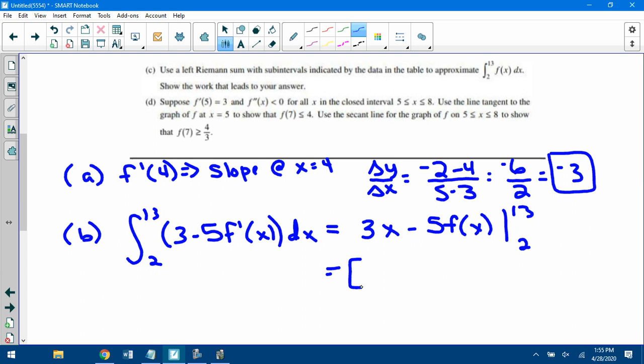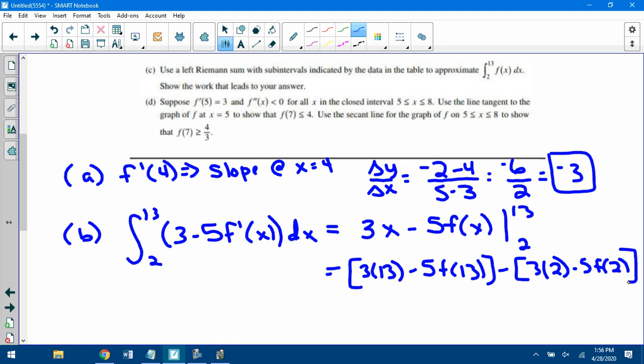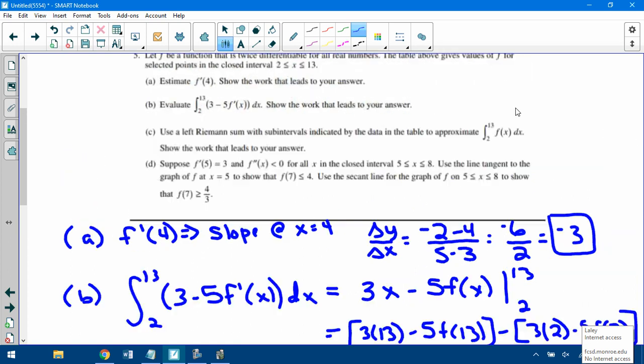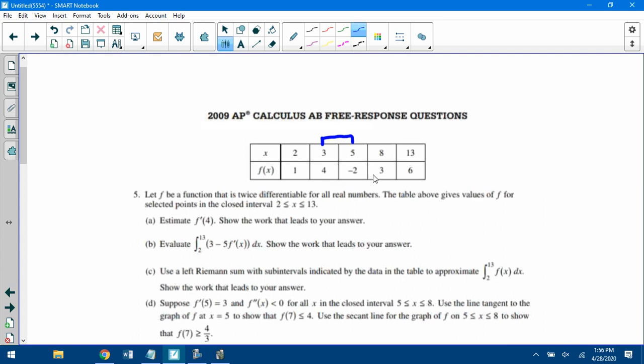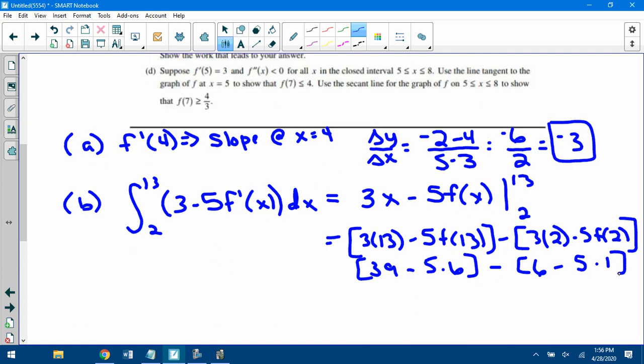So now this is going to be, if I plug in 13, 3 times 13 minus 5f of 13 minus, plug in 2, 3 times 2 minus 5f of 2. Okay, so this is 39 minus 5. Do I know f of 13? I sure do. It's 6. So minus 5 times 6 minus 6 minus 5 times, what's f of 2? 1. So 39 minus 30, this is just 9 minus 1, it's 8.